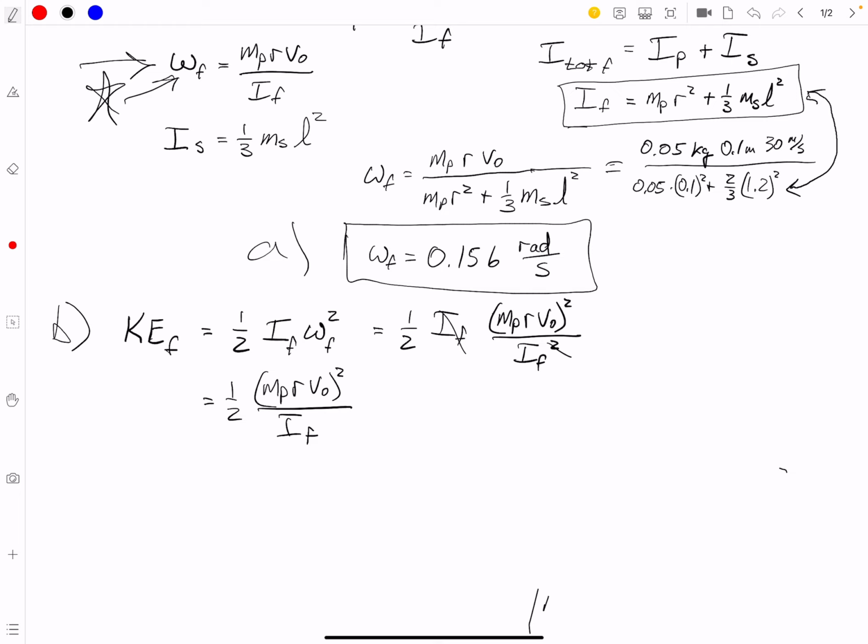But if you look carefully, omega final is that. It's this, one of those, over I final. So omega f, believe it or not, is one of those. So we say 1/2 omega final, and then we are left with MPRVO.